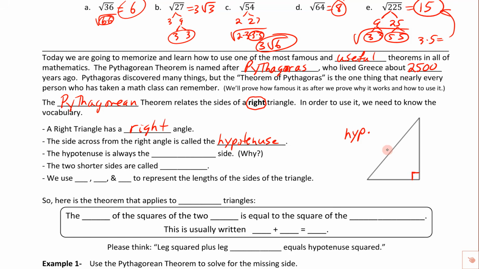So the hypotenuse is across from the right angle, and the hypotenuse is always the longest side on the triangle, and you might think about why that is. If this is a 90-degree angle right here, there's only 180 degrees in a triangle altogether. So if we've used 90 of them here, these two angles have to split the remaining 90 degrees.